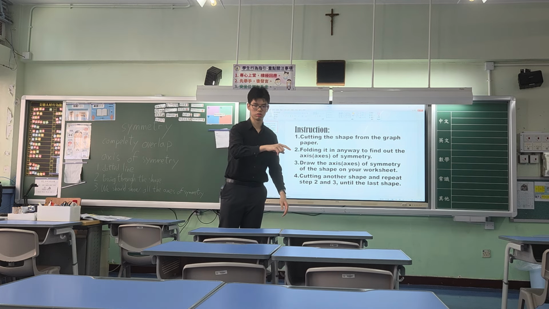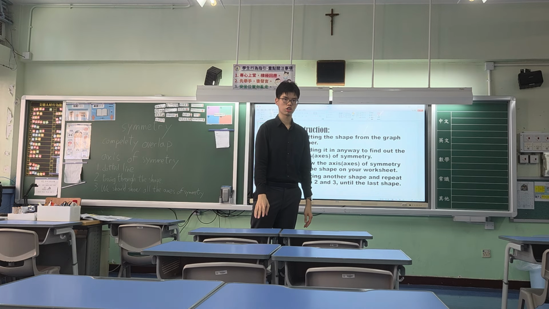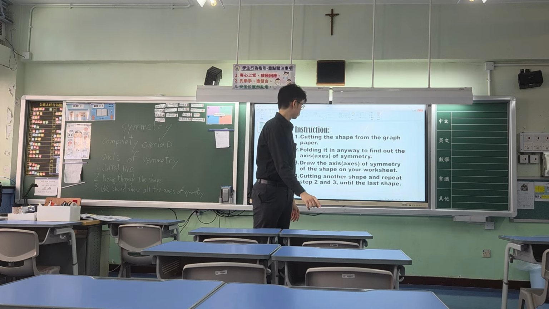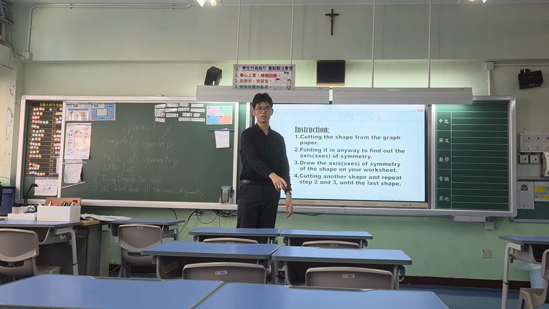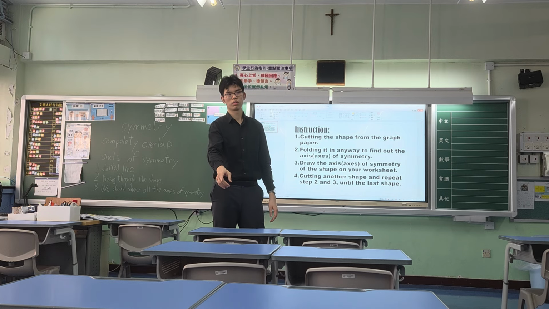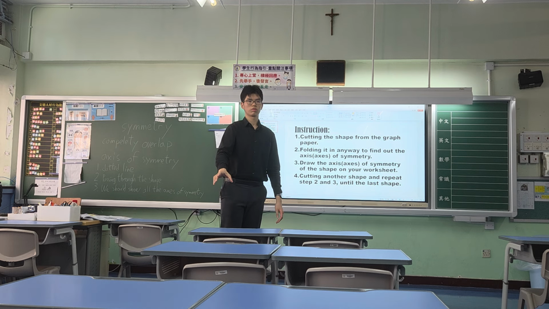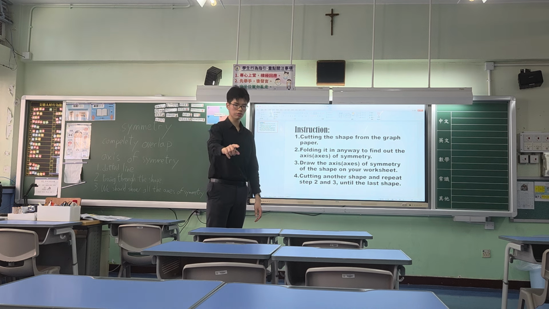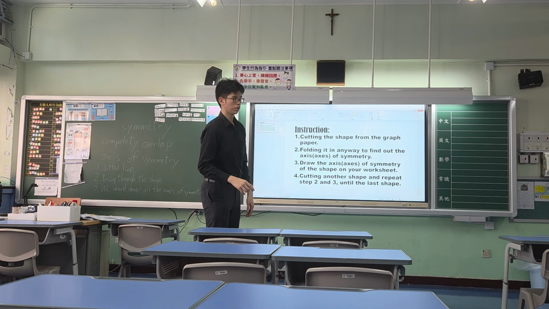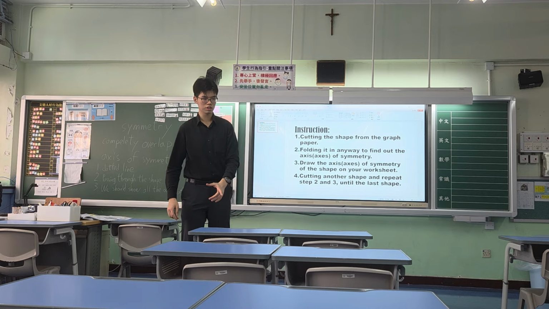And this is a cycle. First, you should cut the shape from the graph paper and fold it in any way to check how many axes of symmetry the shape has, and finally draw them out on the worksheet. And after a cycle, please transfer your responsibility to others.